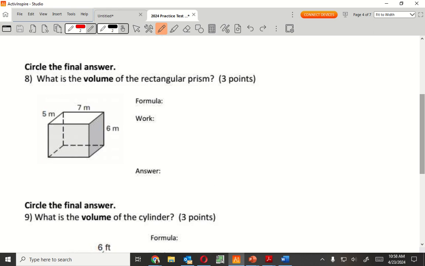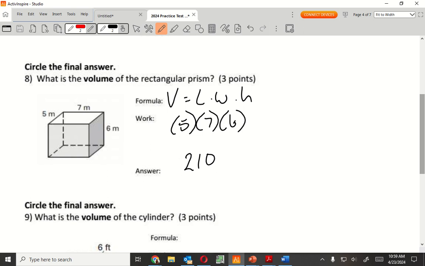Volume of the rectangular prism. This one right here should be an easy one. Volume is equal to length times width times height. So it's going to be 5 times 7 times 6, which is going to give me 210. Okay, and this is volume now, so that means my units are cubed. Volume is always cubed.